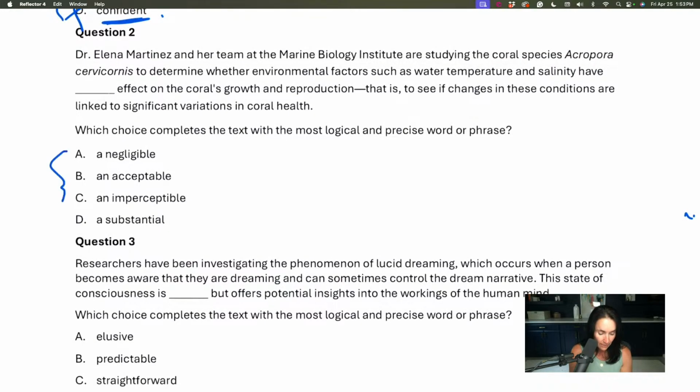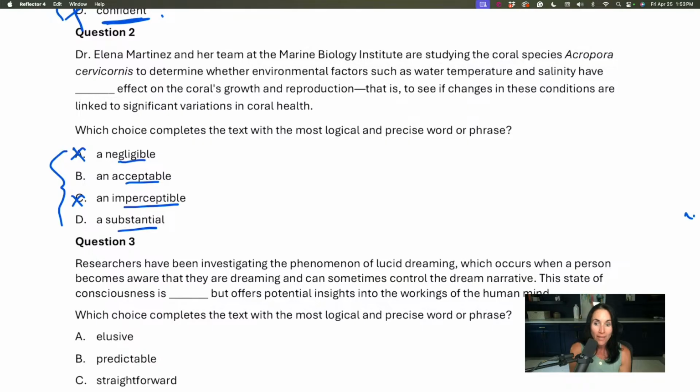Again, it's vocab, and I can see a negligible, an acceptable, an imperceptible, and a substantial. Well, A and C are pretty much the same thing. A negligible amount and an imperceptible amount are very small. Negligible means you neglected to give me any. Like, let's say you gave me a negligible amount of macaroni and cheese on my plate at the barbecue, right?